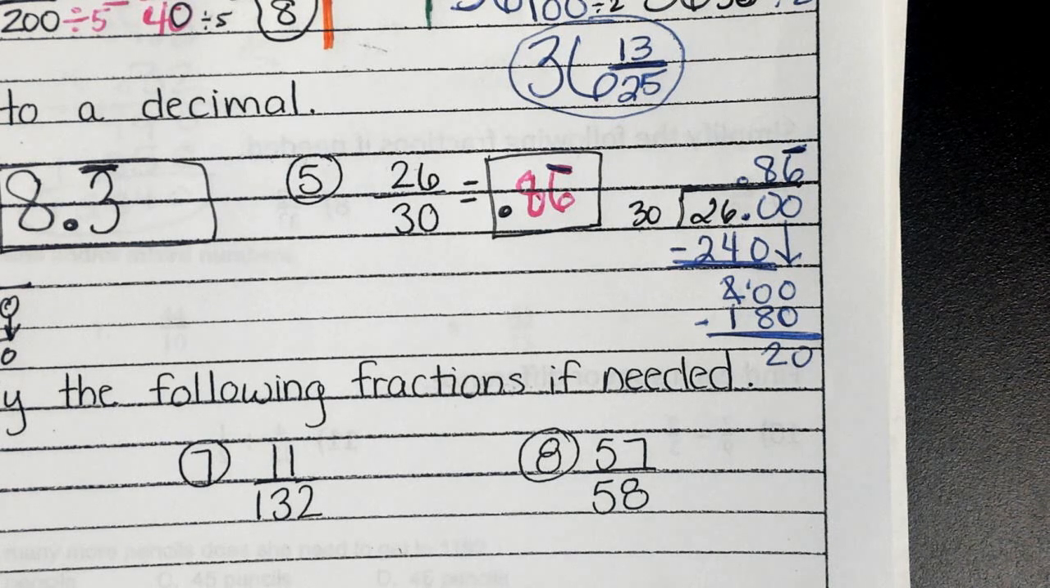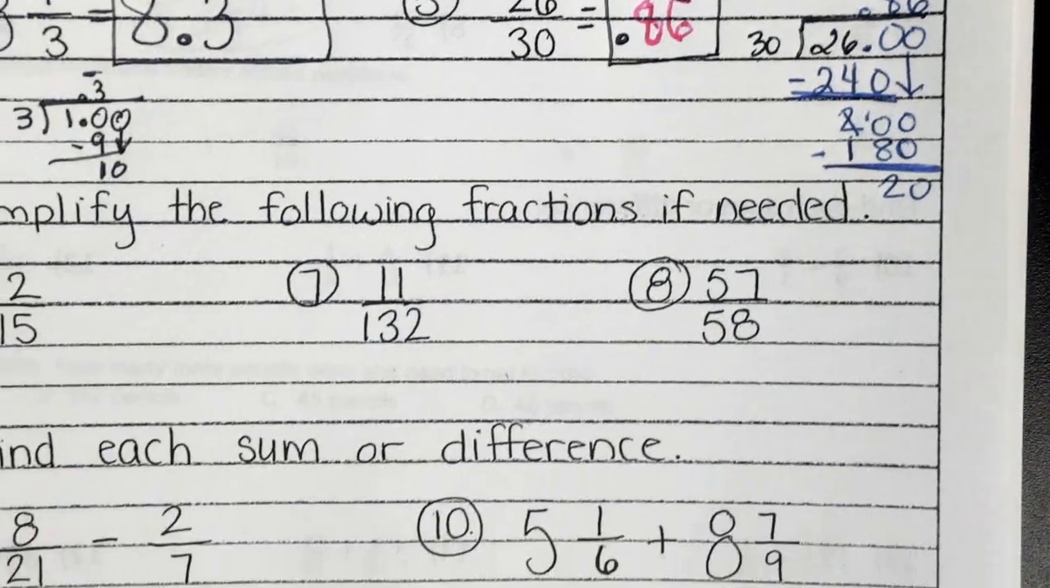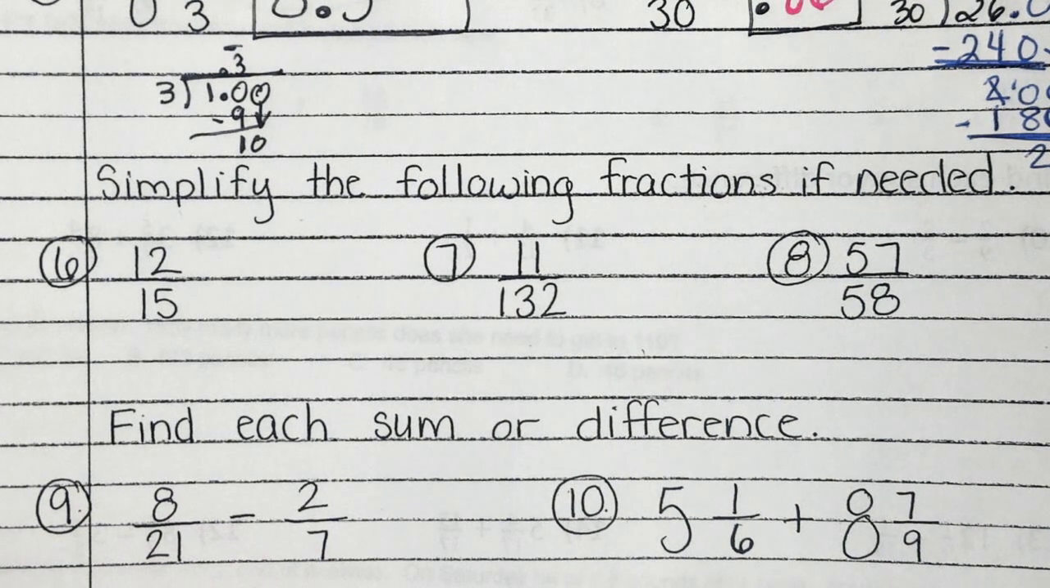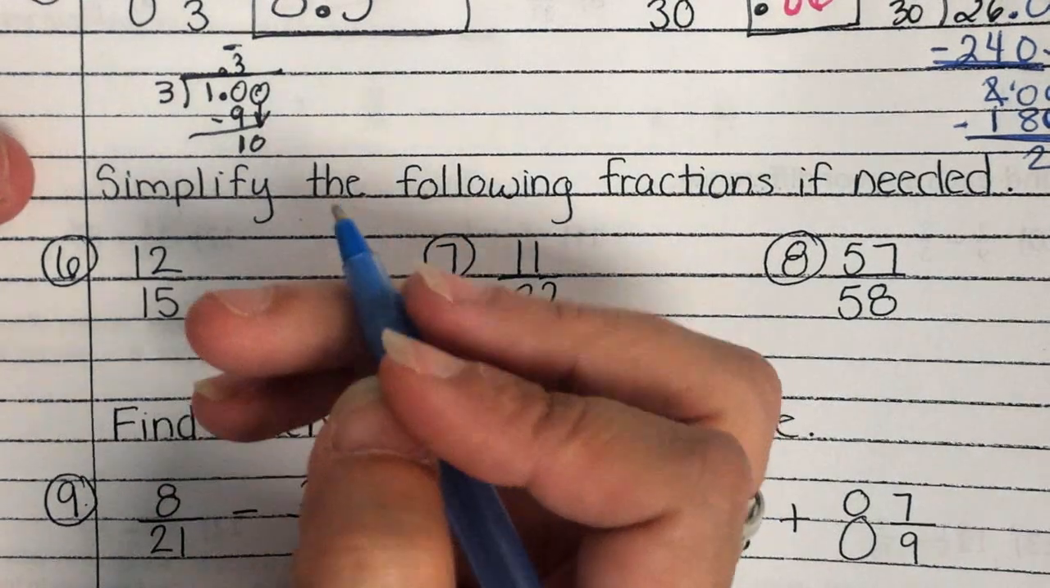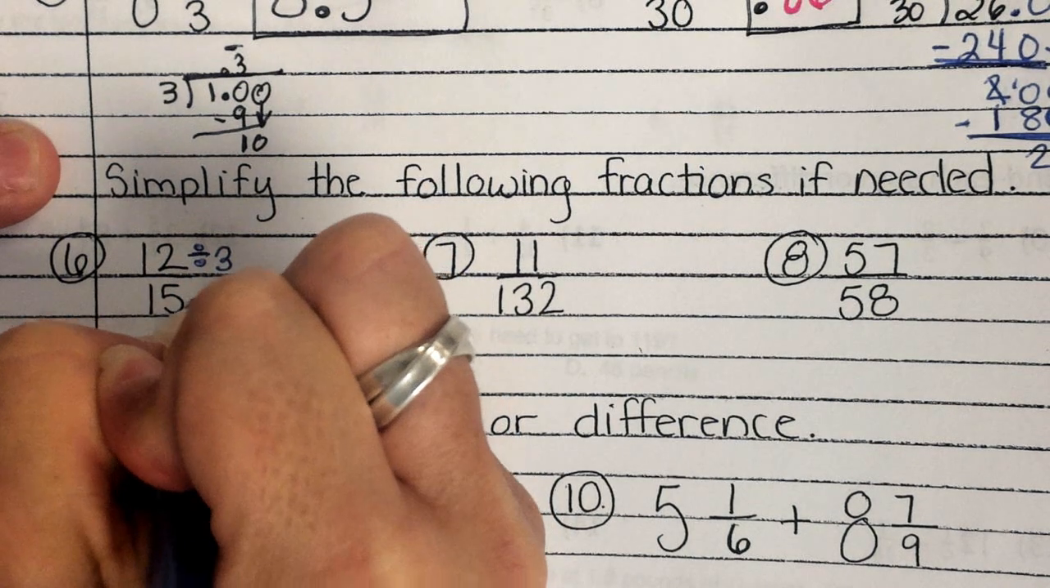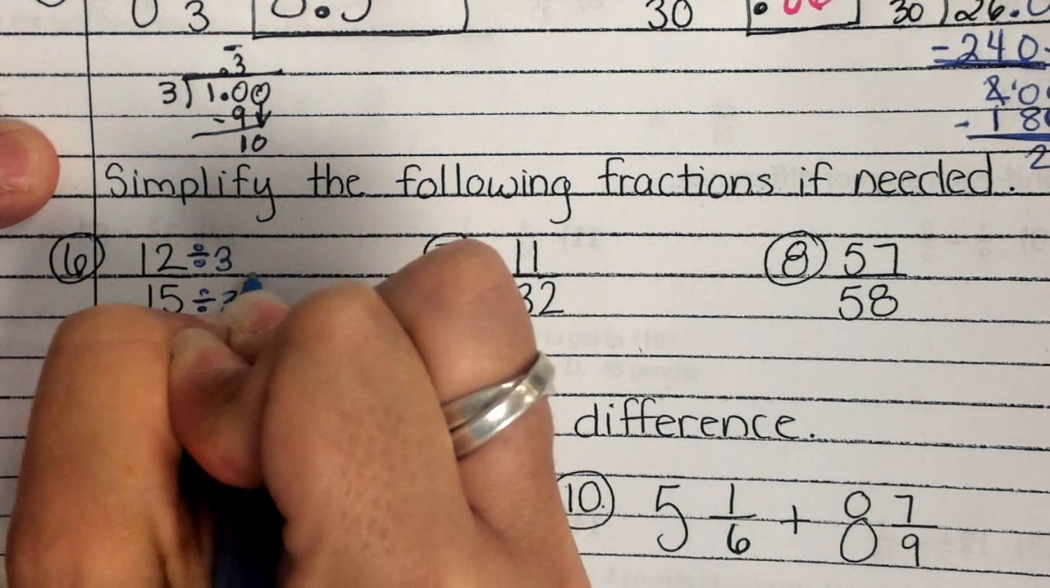Okay. Here we go. 6, 7, and 8. All we're doing is simplifying it. It's kind of like we're pretending we did a bunch of math, and I want you to give me the simplest form of the answer. Okay, so looking at number 6. What simplifies a 12 and a 15? 3. So that's all I'm doing. I'm dividing by 3 on the top and the bottom to get my answer.